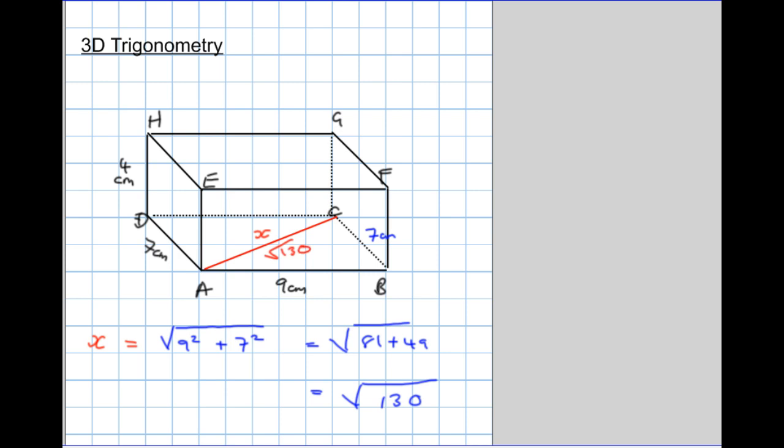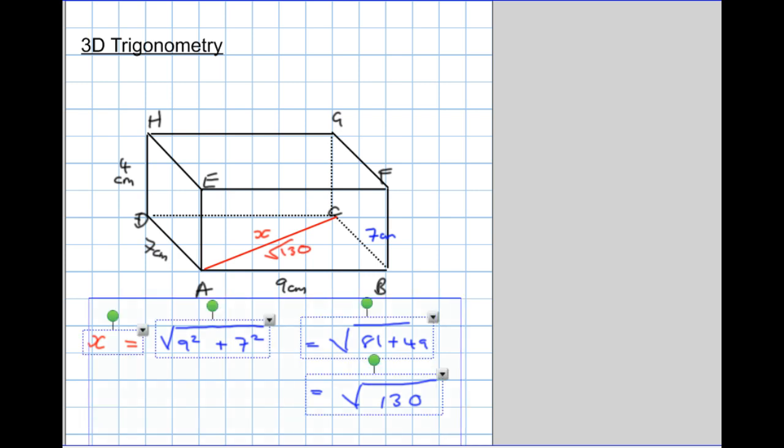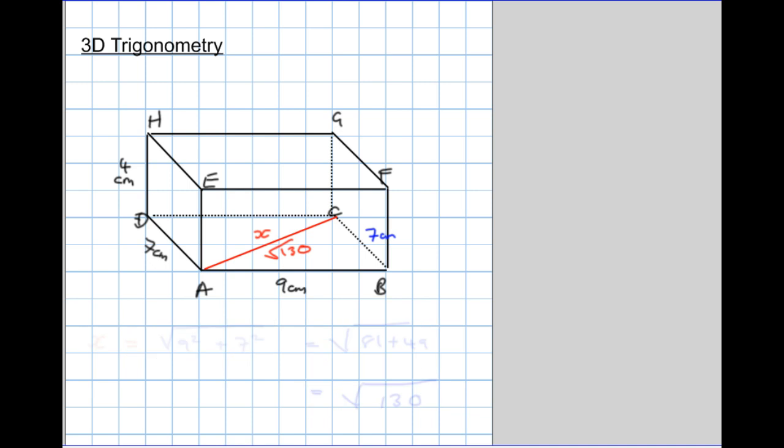But let's say the question then has a second part to it. They do this a lot in the exam. They have an introductory part that's fairly straightforward. And now they ask you to find the length of AG. Now, how do we find that? Well, we've already found this length here. We know the length GC. That's going to be 4 centimeters.